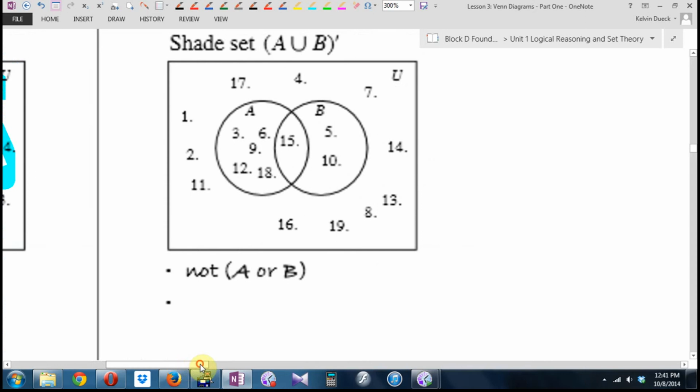Mr. Dueck, this is the most coloring I've ever done in math class. Woohoo! Can we bring pencil crayons, Mr. Dueck? Yes, you can.